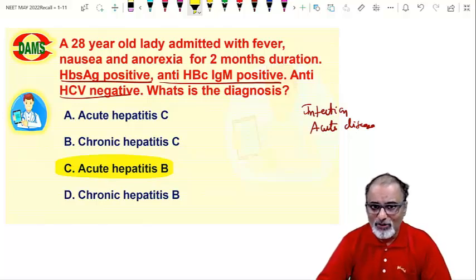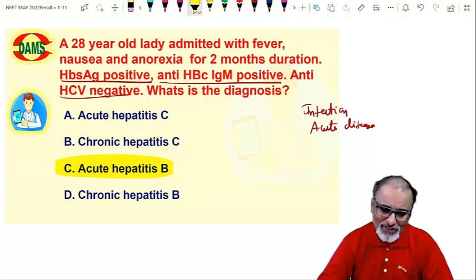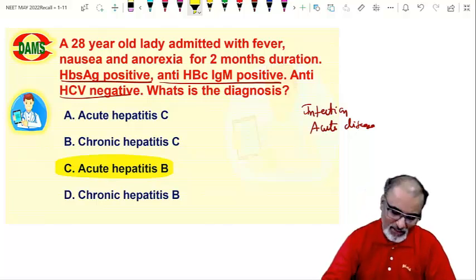Hepatitis, always we have a question on hepatitis serum markers. And usually every time a little complication will be there, some other thing they will add. But this time it's very direct and very easy. Acute hepatitis B.